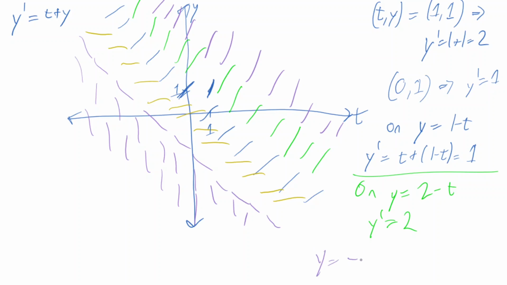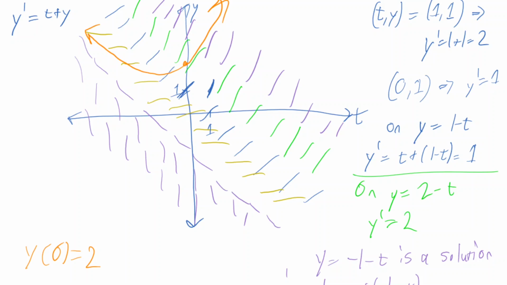And we see immediately y equals -1 minus t is a solution, and that should be an exercise. You should just plug that into the differential equation and see that it actually holds. So now let's look at some initial conditions. So y of 0 equals 2. Plug in the points, and the brown one will be y of -1 equals -1.